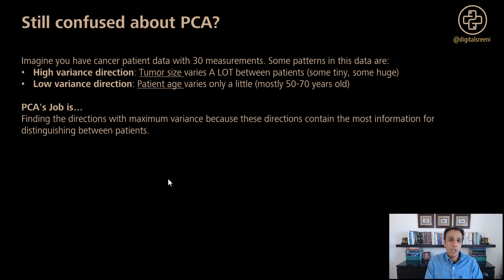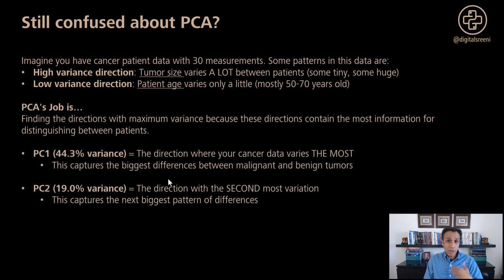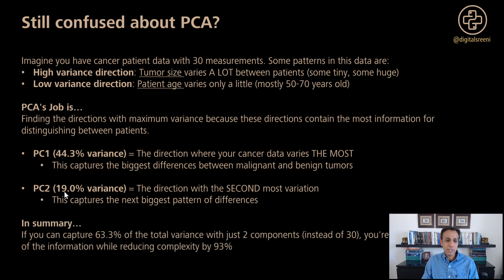Now, the PCA's job, principal component analysis's job, is to find these directions of maximum variance because they have the most information. That's it. In our example, we will later see that our principal component number 1, usually referred to as PC1, contains 44.3% variance, meaning just by using this one component, you can actually regain 44.3% of information in the entire data set with 30 different features. On top of that, if you add principal component number 2, it gives you an extra 19% information. Basically, by combining these two, you can reconstruct 63.3% of total variance. In most cases, this is not bad, actually.